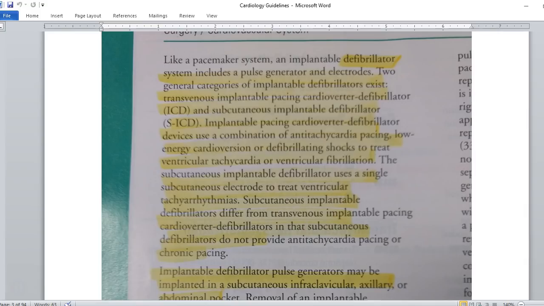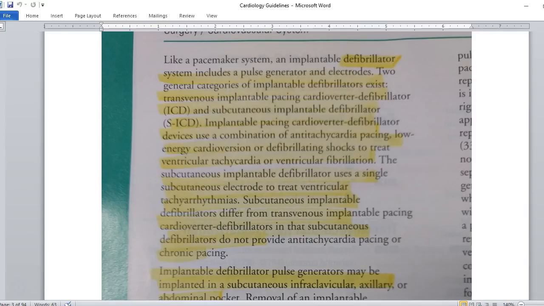This is an implantable pacing cardioverter defibrillator that uses, again, a combination of anti-tachycardia pacing, low energy cardioversion, or defibrillating shocks to treat ventricular tachycardia or ventricular fibrillation. So the main difference between the two is the SICD is used for more short-term issues. If someone goes into cardiac failure because of, say, an infection, they might use the SICD versus someone that has been diagnosed with ventricular fibrillation, then they might get the regular implantable one.